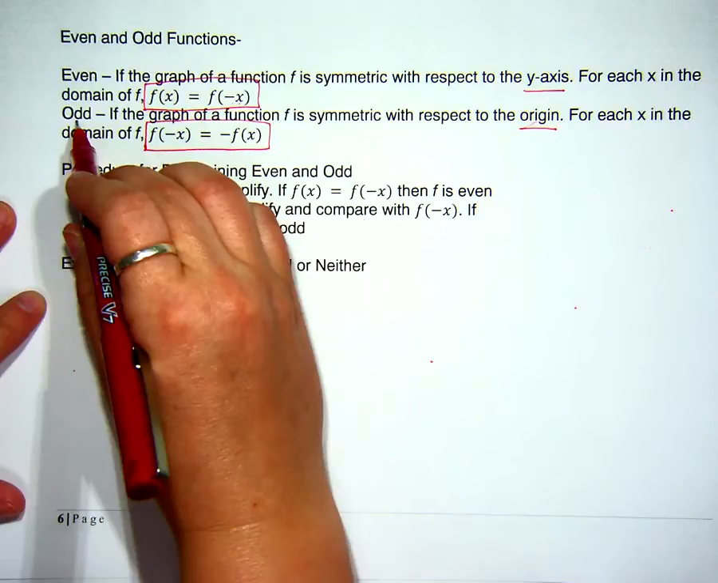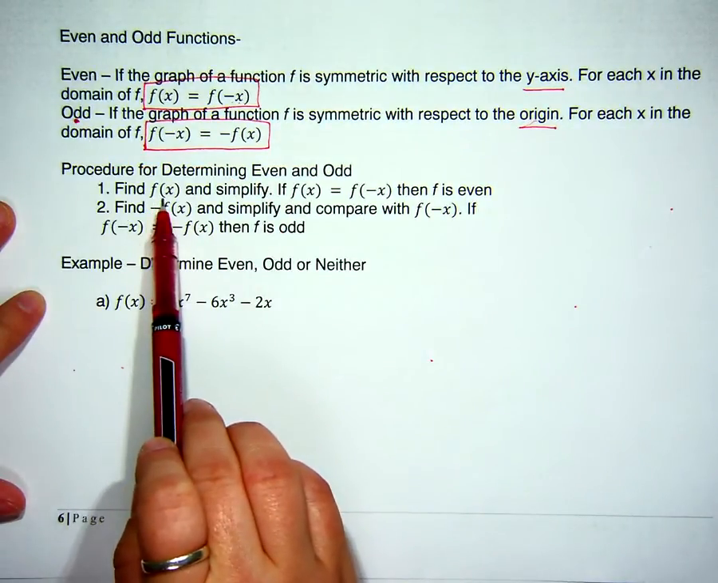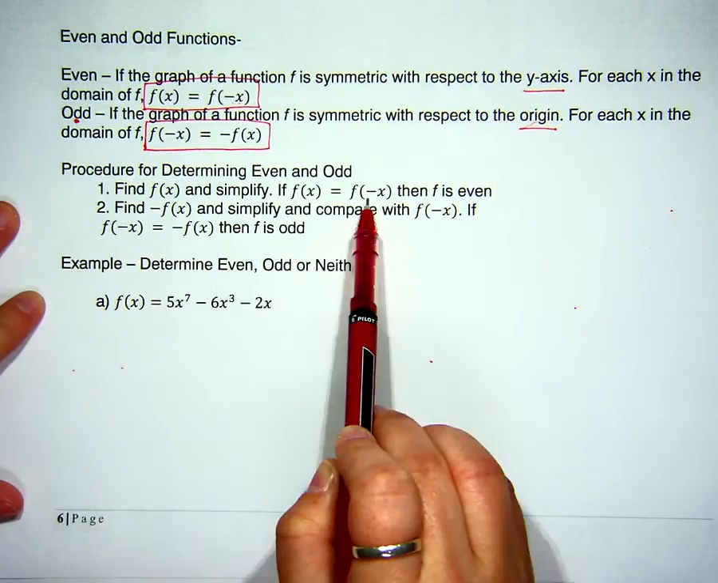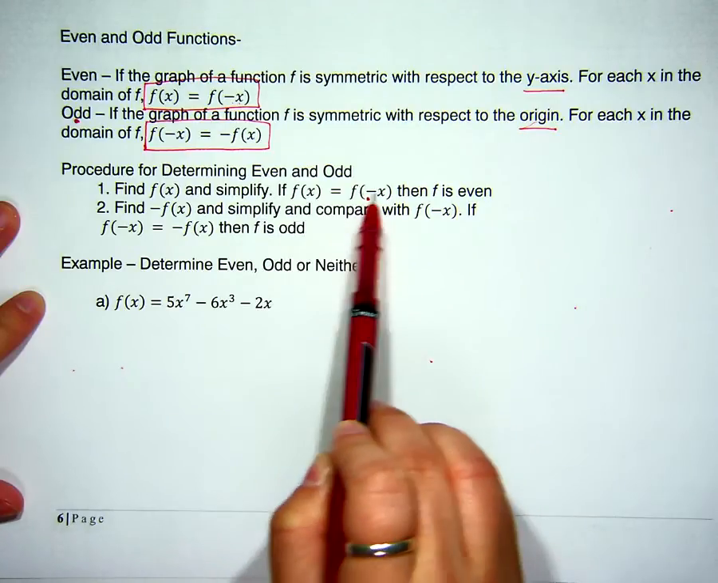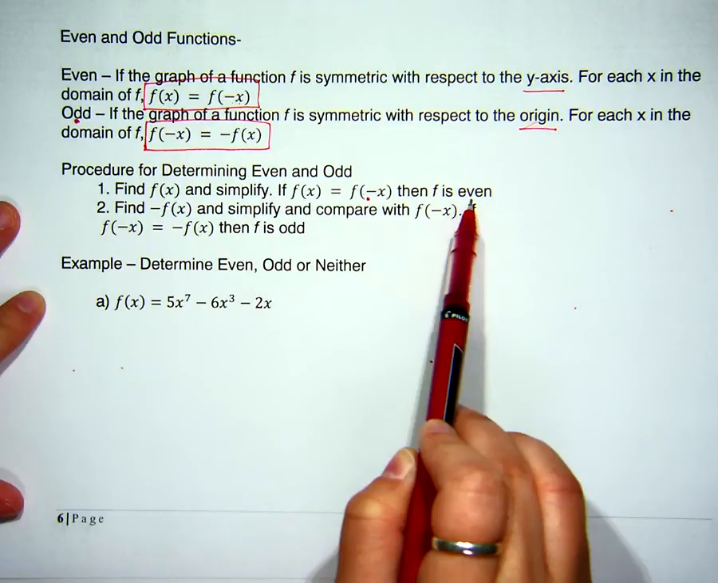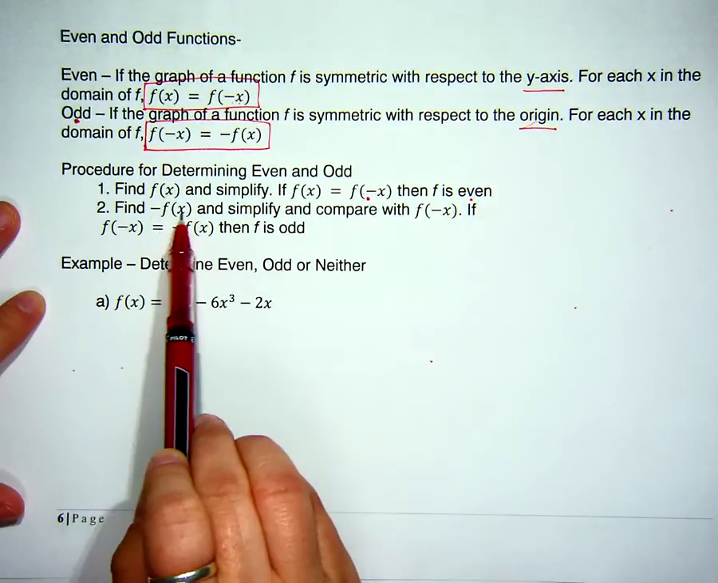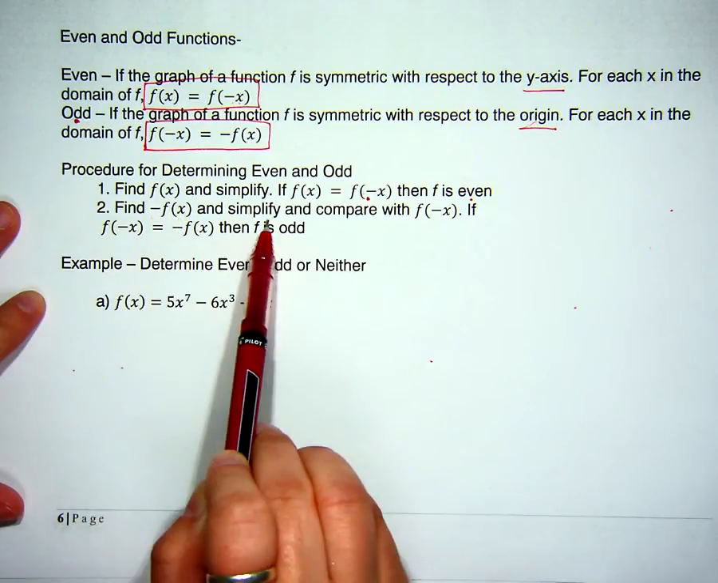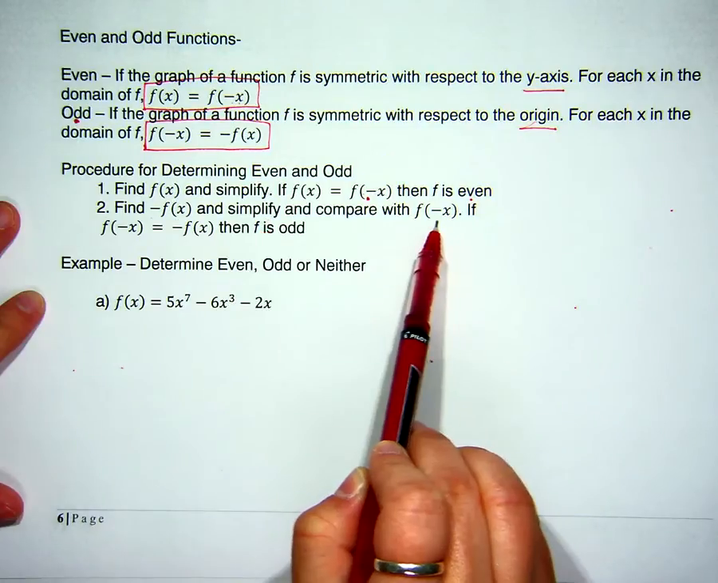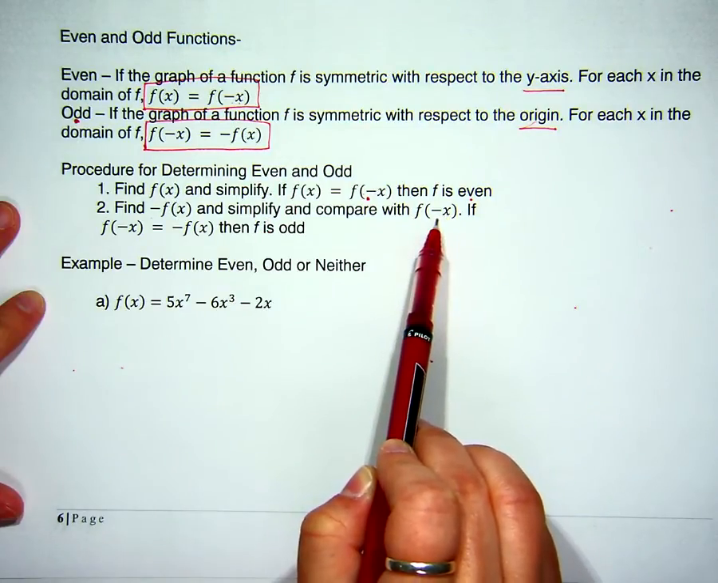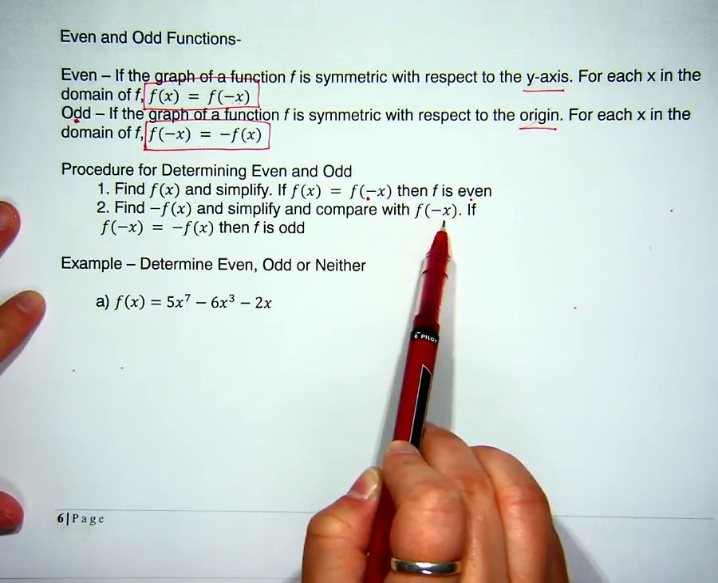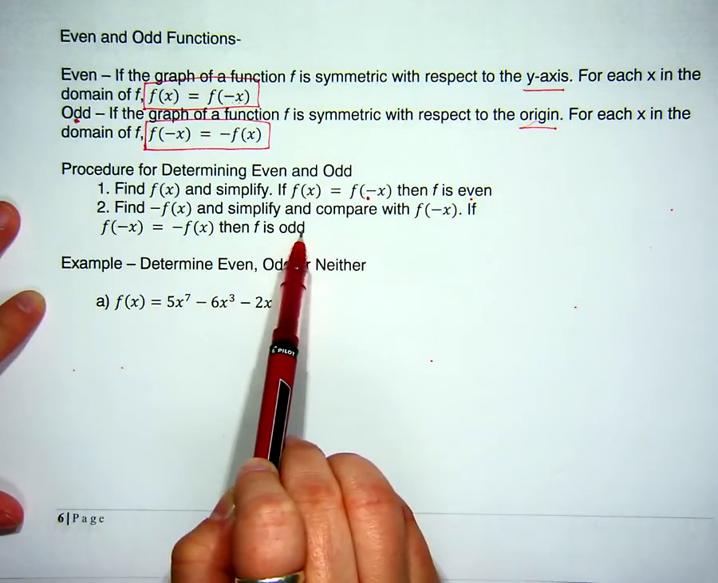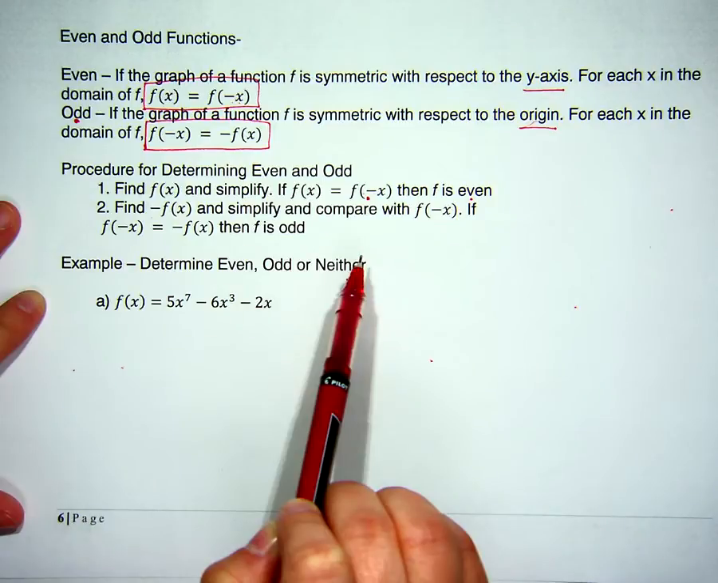Procedure for determining if even and odd. 1. Find f(x), it'll be given to you, and simplify. Then replace your x's with negative x's and evaluate. See if this holds true. If it does, even. If not, continue. Find negative f(x), which means negate every element in your f(x) function. Simplify. Compare it to if I had just replaced every x with a negative x and evaluated. Does this hold true? If so, odd. If not, then neither. Neither even nor odd.